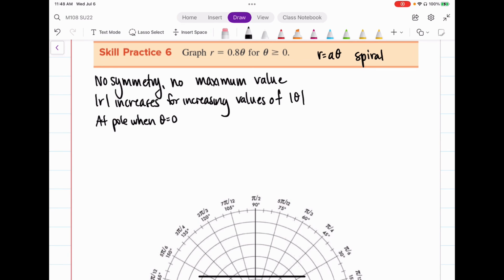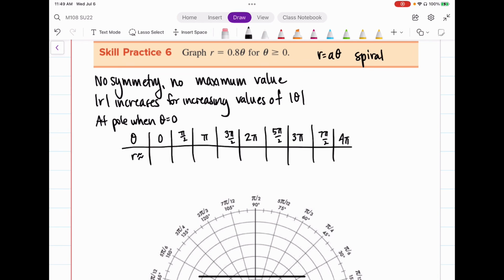Because there are several revolutions of this graph, we are going to take values larger than we normally would. So let's say we go from 0 up to 4 pi and see what happens. We don't have a trigonometric function to use at this point. We're just taking 0.8 times that value. So 0.8 times 0 is 0. And I'm going to round, so I'm going to approximate pi when I'm doing this. At theta equals 0, r is 0. At theta equals pi over 2, r is about 1.3. At theta equals pi, r is 2.5. At theta equals 3 pi over 2, r is 3.8.